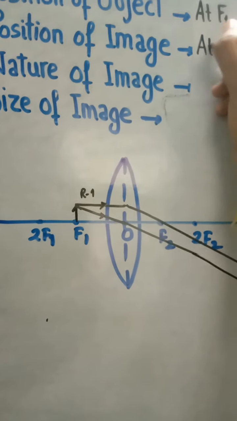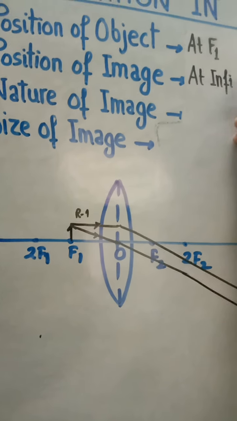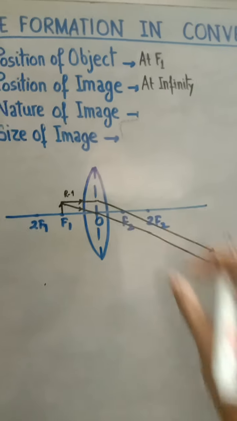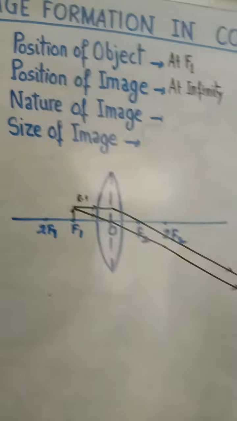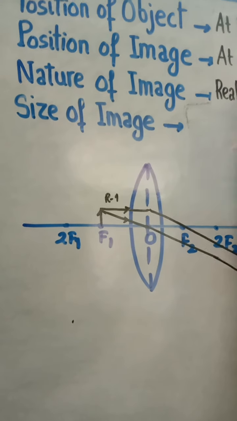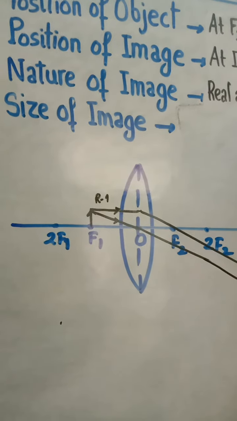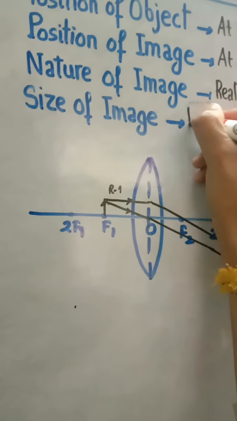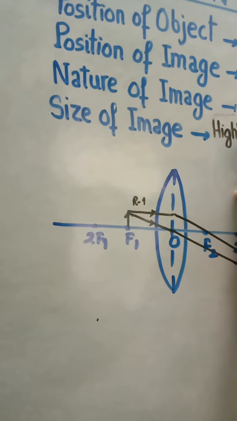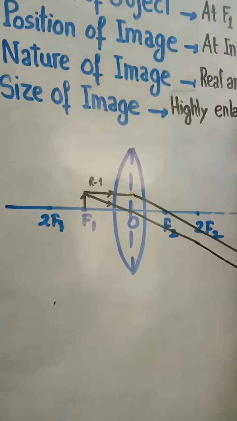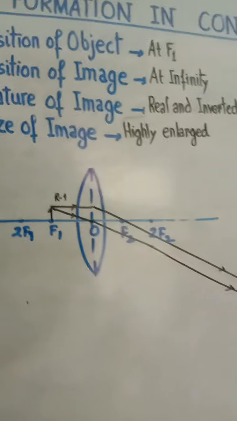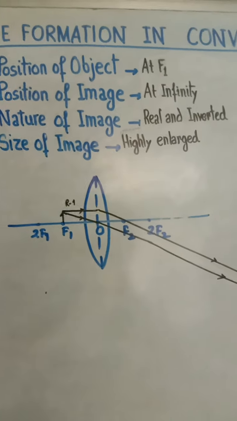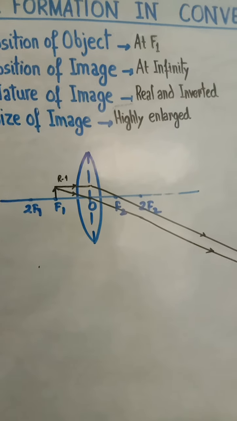They should not meet. They should be absolutely straight. So position of image will be at infinity. It will come down at infinity because they'll keep on proceeding like that. Nature, as always, it will be real and inverted, and size in this case highly enlarged. See, the image formation pattern is almost the same, just like mirrors. Since it is converging in nature, the pattern will remain the same. Okay, highly enlarged image is derived.